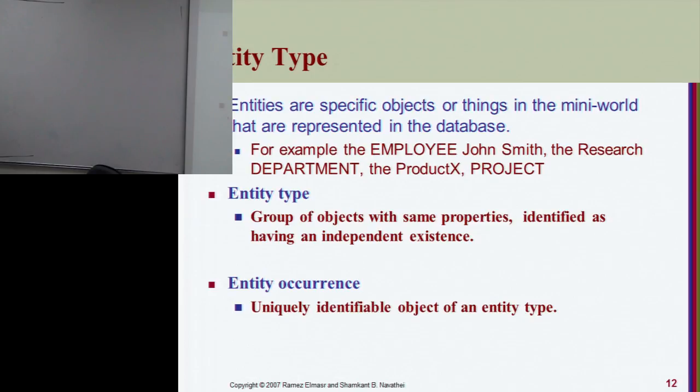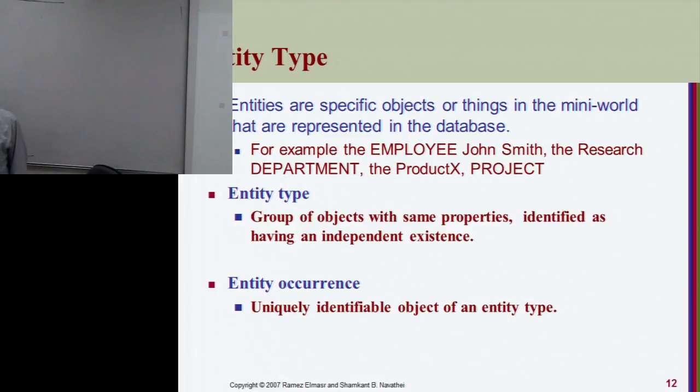We say an entity type is a type, like any type. A student is an entity type. Has attributes? Yes, it has attributes. It has student ID, student name, address, telephone number, date of birth, and so on. So these are the attributes of the entity type. Student is an entity type that can have occurrences. So Ahmed, Muhammad, Ali, and so on are occurrences of the entity type.